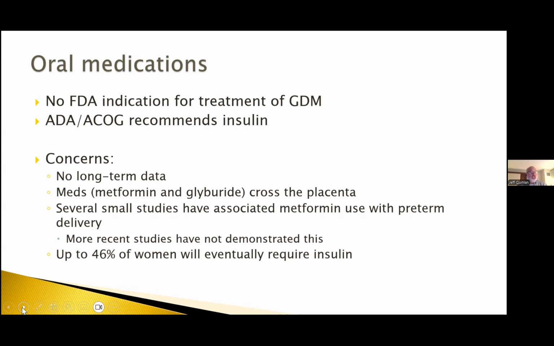The two most commonly used medications, metformin and glyburide, both cross the placenta, so there are some concerns about the impact they may have on the developing fetus. A couple of small studies have associated metformin use with preterm delivery. However, some of the more recent studies have not demonstrated this. The other argument is that about 50% of women will eventually require insulin anyway. So if you know that about half your patients are going to end up using insulin, why not go to it more quickly so you can get quicker, better control earlier on?